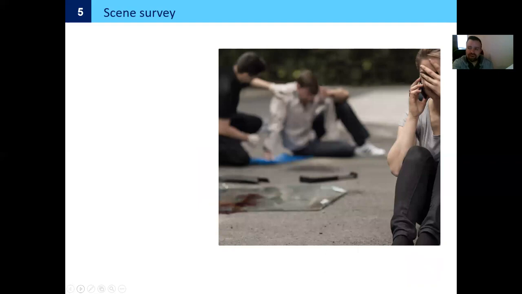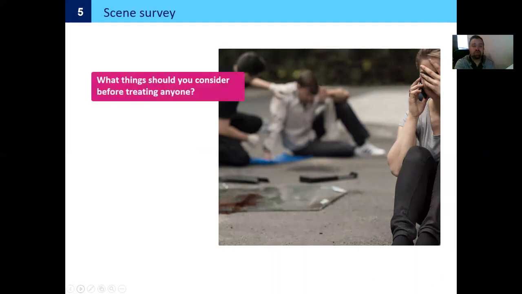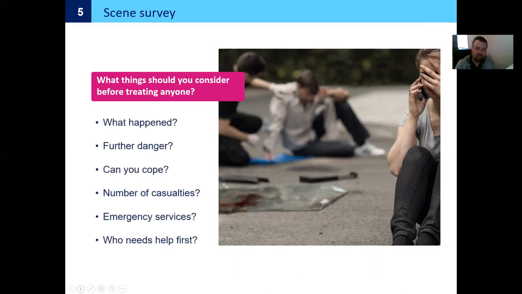So when we have a first aid incident, we're going to do our primary and secondary surveys. So we're going to do our scene surveys, and under our scene surveys, we're going to consider things that we've never considered before. So you're going to go in, you're going to have a look around, and you're just going to check the environment. You're looking for what happened.